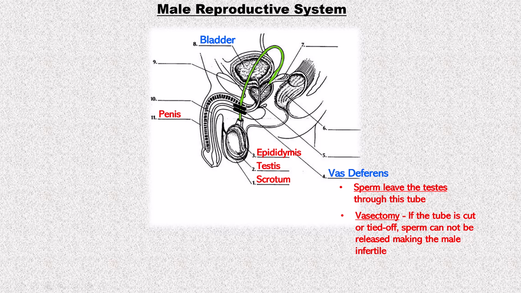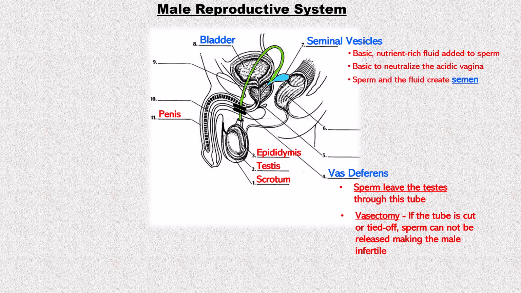But let's say the sperm do leave. There's no vasectomy here. The sperm will travel, and they're going to start to collect fluid, first from this gland called the seminal vesicle. The seminal vesicle will release a basic, nutrient-rich fluid to the sperm. Basic to counteract or neutralize the acid of the vagina to help the sperm survive. The sperm, now with fluid, called semen. Semen is the mixture of sperm and fluid.